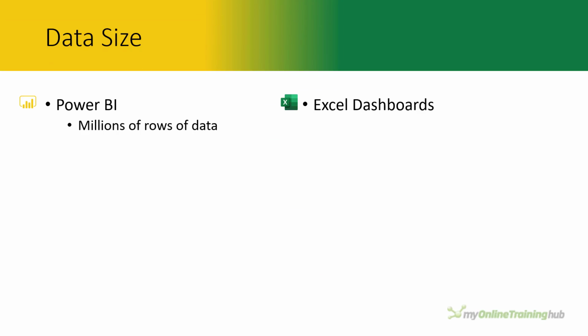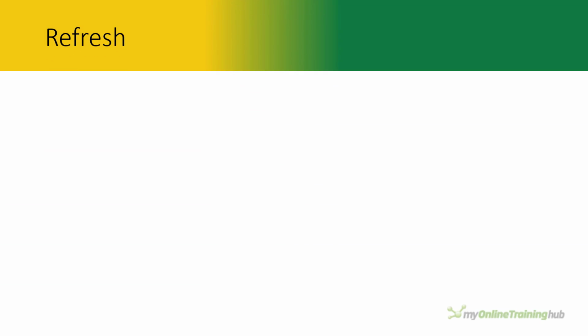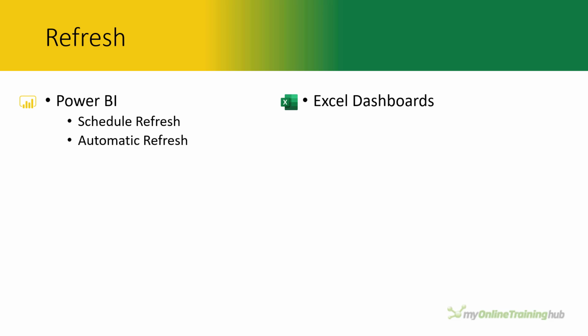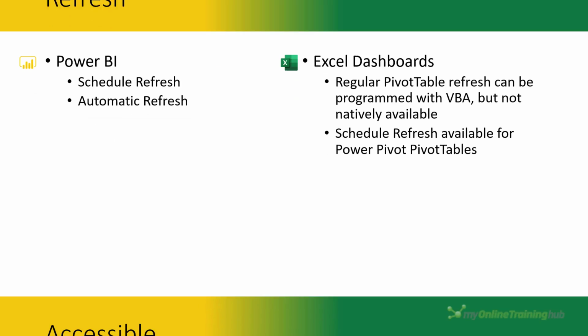Power BI and Excel can work with millions of rows of data because both have the Power Pivot model. Of course, if you have a version of Excel that doesn't have Power Pivot, then you're limited to the million or so rows in the Excel worksheet. Power BI has built-in refresh options which vary depending on the source of the data. You can schedule a refresh, or if the data is stored online, the refresh is automatic. Now, Excel doesn't have any built-in refresh options for regular pivot tables, but you can program it with VBA, or if your pivot tables are Power Pivot based, you can schedule a refresh.